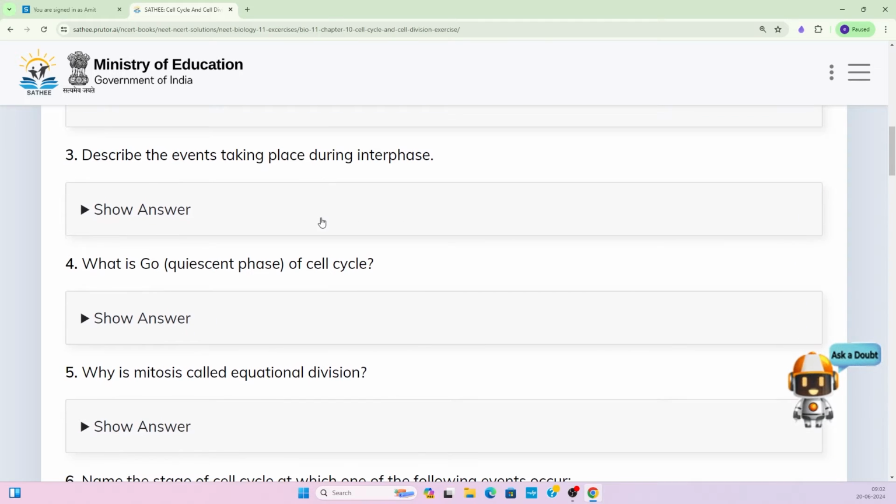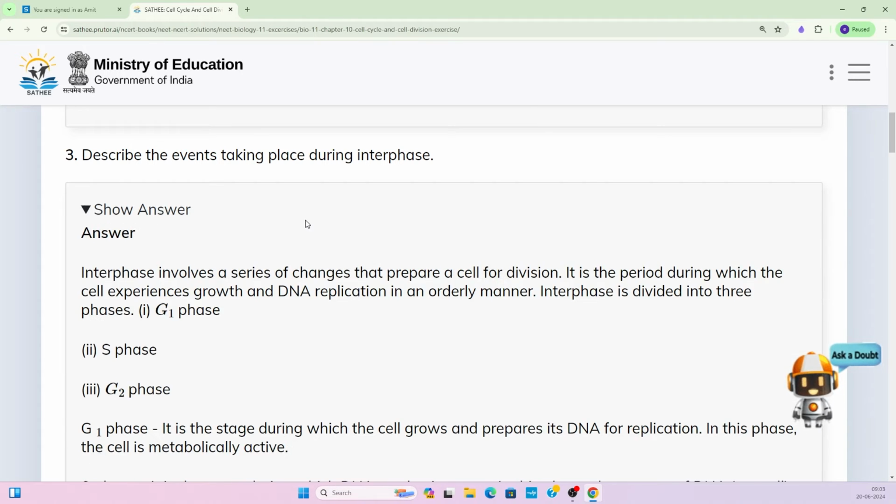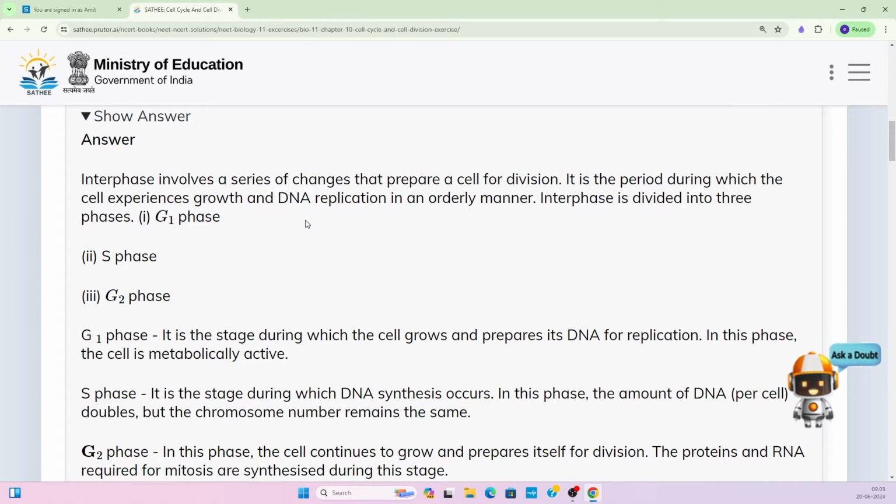Moving to our next question: describe the events taking place during the interphase. Interphase has so many stages, and we have to discuss the events that take place during it. The interphase involves a series of changes that prepare a cell for division.